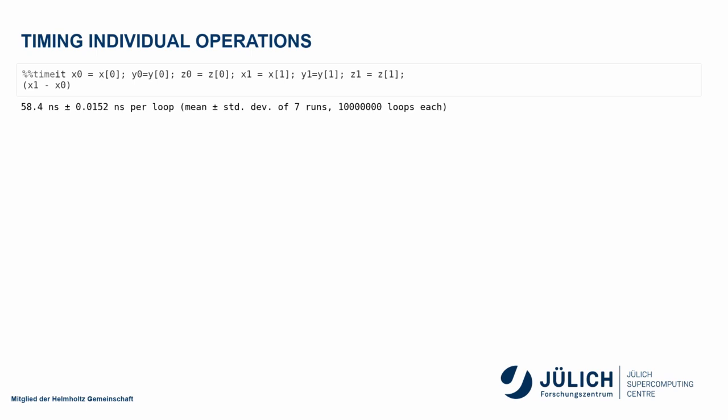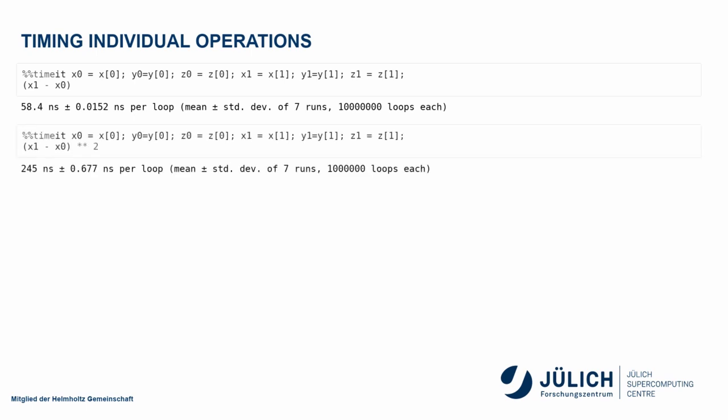This line up here is just used to initialize; the timing actually only runs on this x1 minus x0. And it takes us 58.4 nanoseconds. So here again, we did lots of repetitions, 10 million this time, to get an accurate number. All right, so I need to square this. I need to do dx squared plus dy squared plus dz squared and take the square root of that to get the distance. So if I use the square operator, it takes 245 nanoseconds.